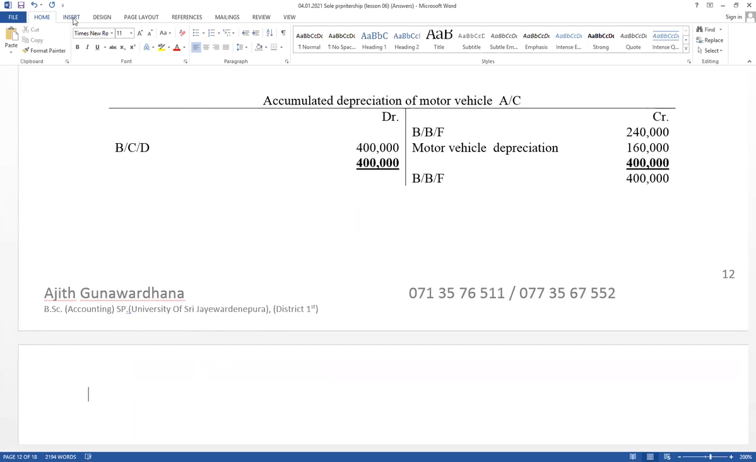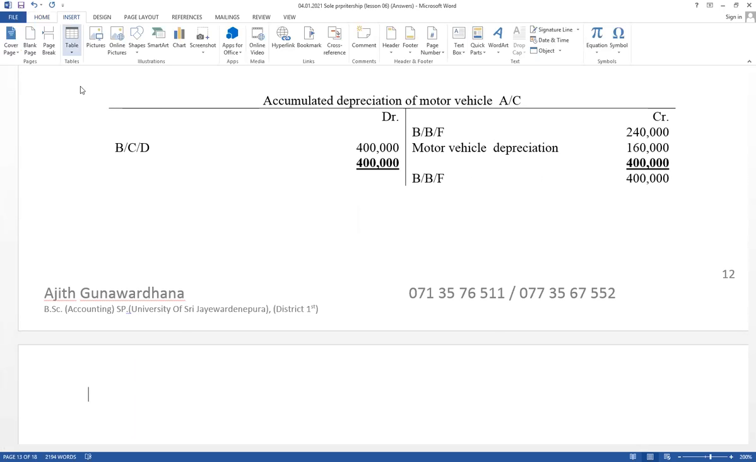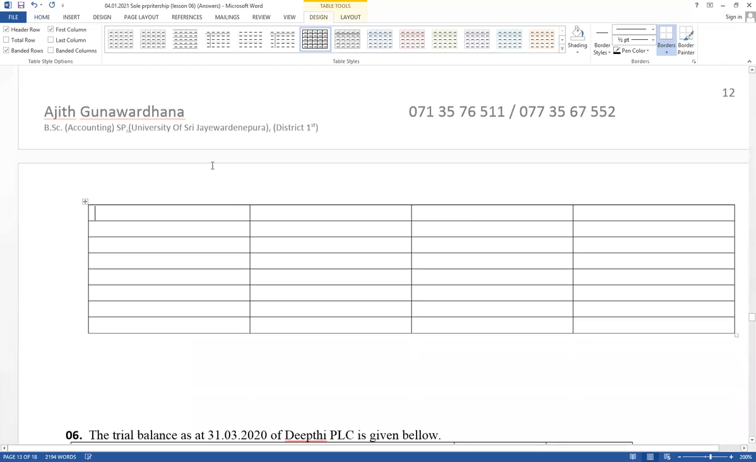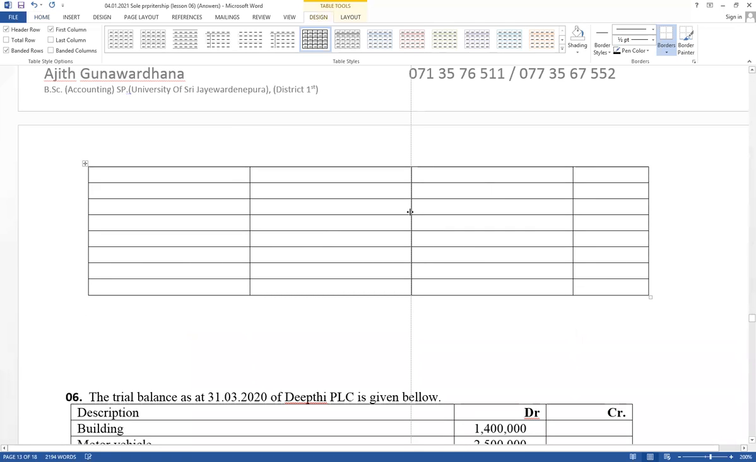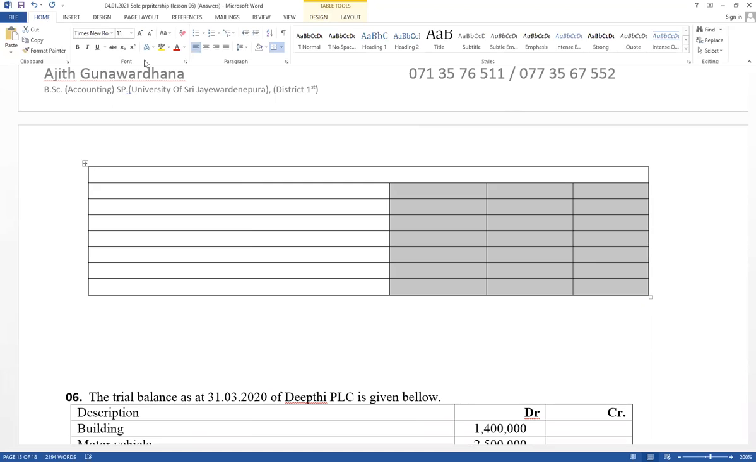Income statement. Think about the income statement like this. This is the income statement. There are 3 columns available. Think how to disclose on the financial statement. Income statement for the year ended 31st March 2020.